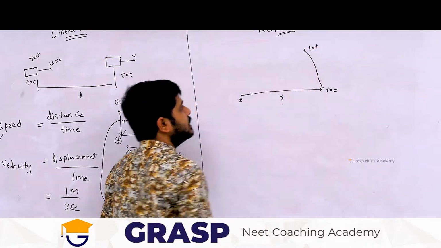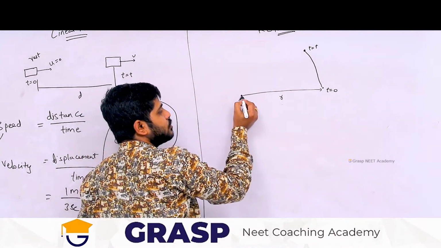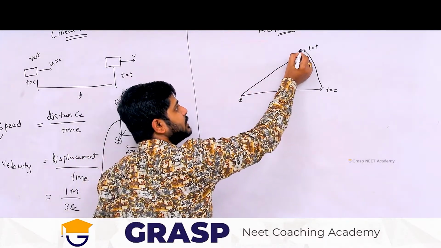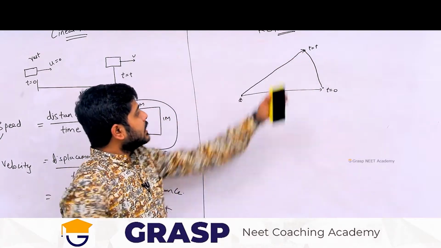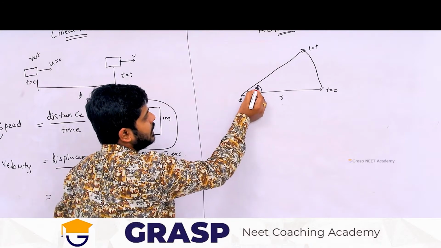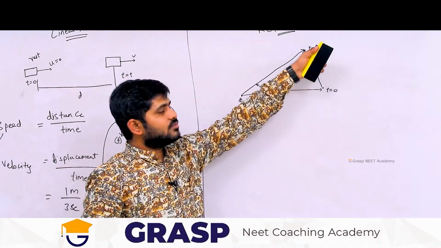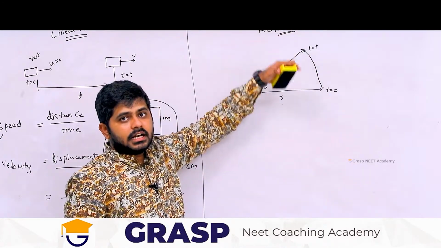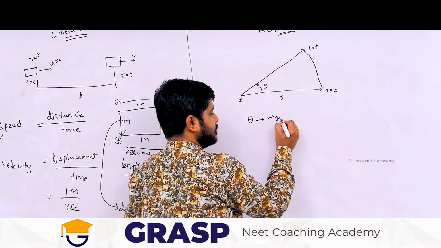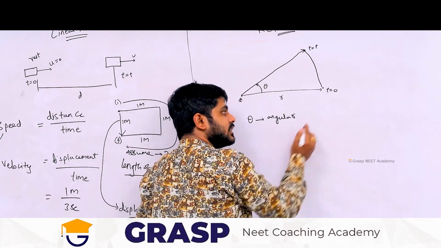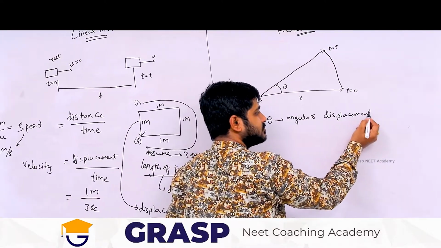After some time t, with respect to this observer, the particle will be at this position. So, how much did it turn? It turned an angle theta. From initial to final, it turned an angle theta. This theta we will call angular displacement.